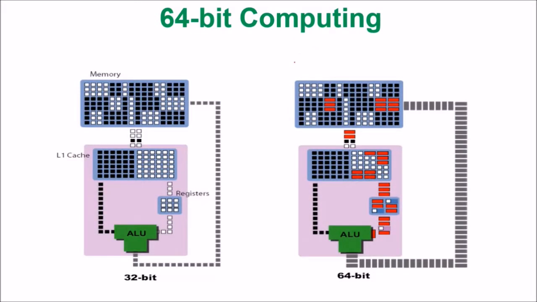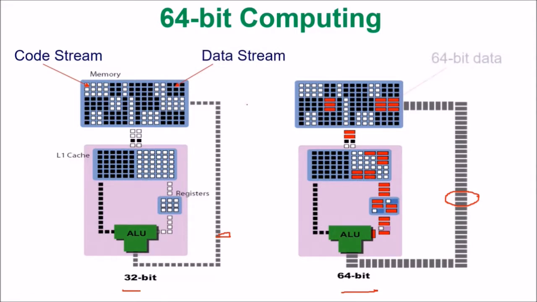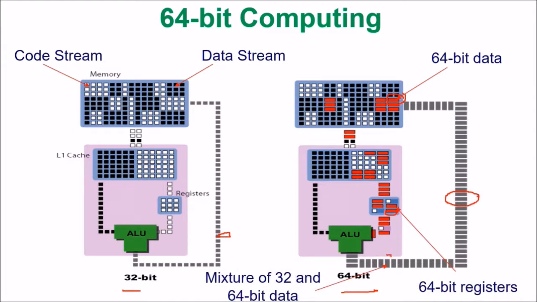This is 64-bit, and now this is 32-bit. 64-bit means you can double the size of the registers and the instruction also. This is the code stream. This is the data stream. This is 64-bit data, and these are 64-bit registers, and of course these are a mixture of 32 and 64-bit data. So the data which can be handled by 64-bit is 32-bit also, meaning it is backward compatible. 32-bit and 64-bit both can be handled.